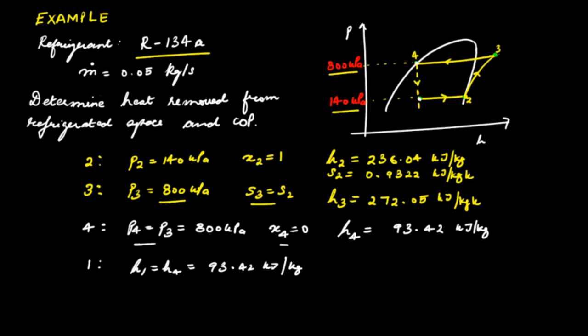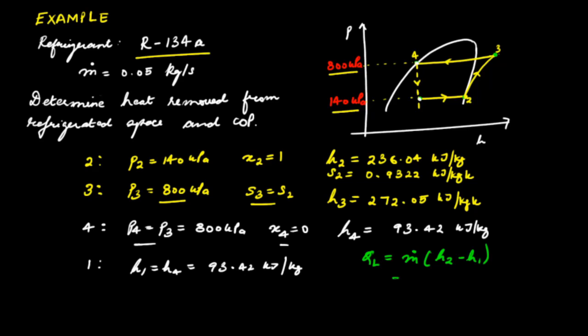So first we want to find the heat that is removed from the refrigerated space. The heat that is removed from the refrigerated space is the heat that is absorbed by the evaporator, and that is equal to m dot times H2 minus H1. This is a straightforward application of the first law applied to a control volume, and in this case applied to the evaporator.